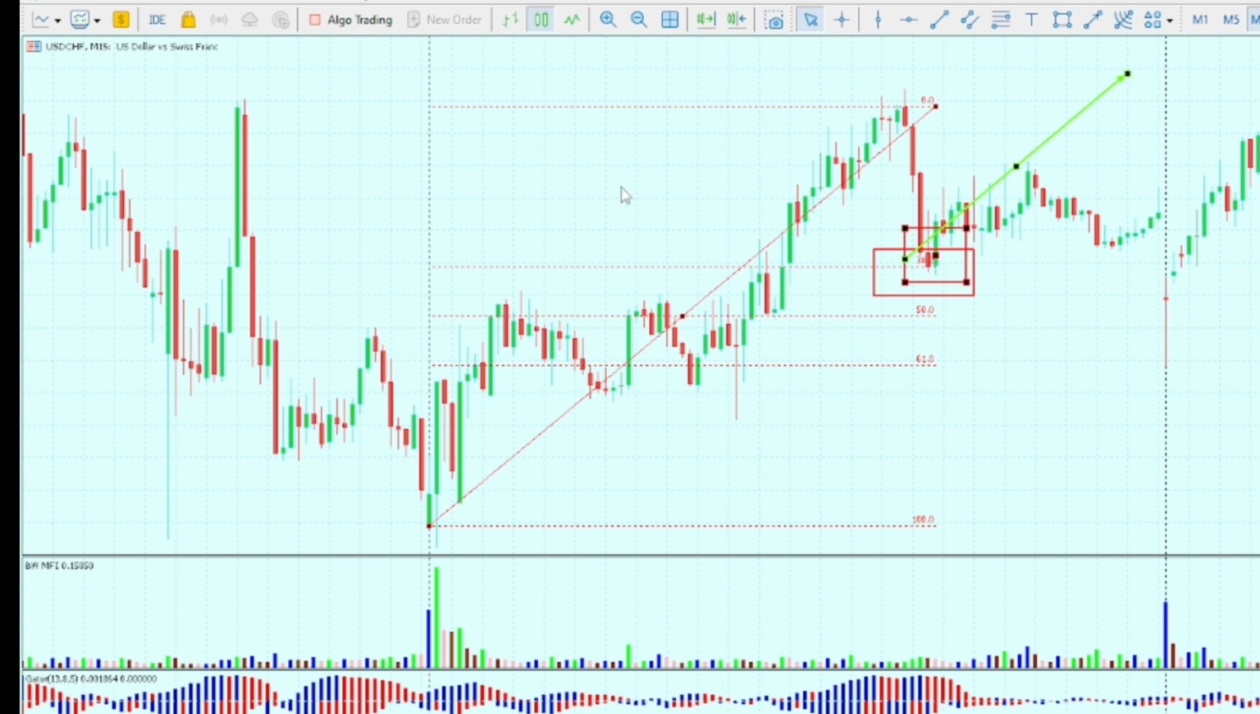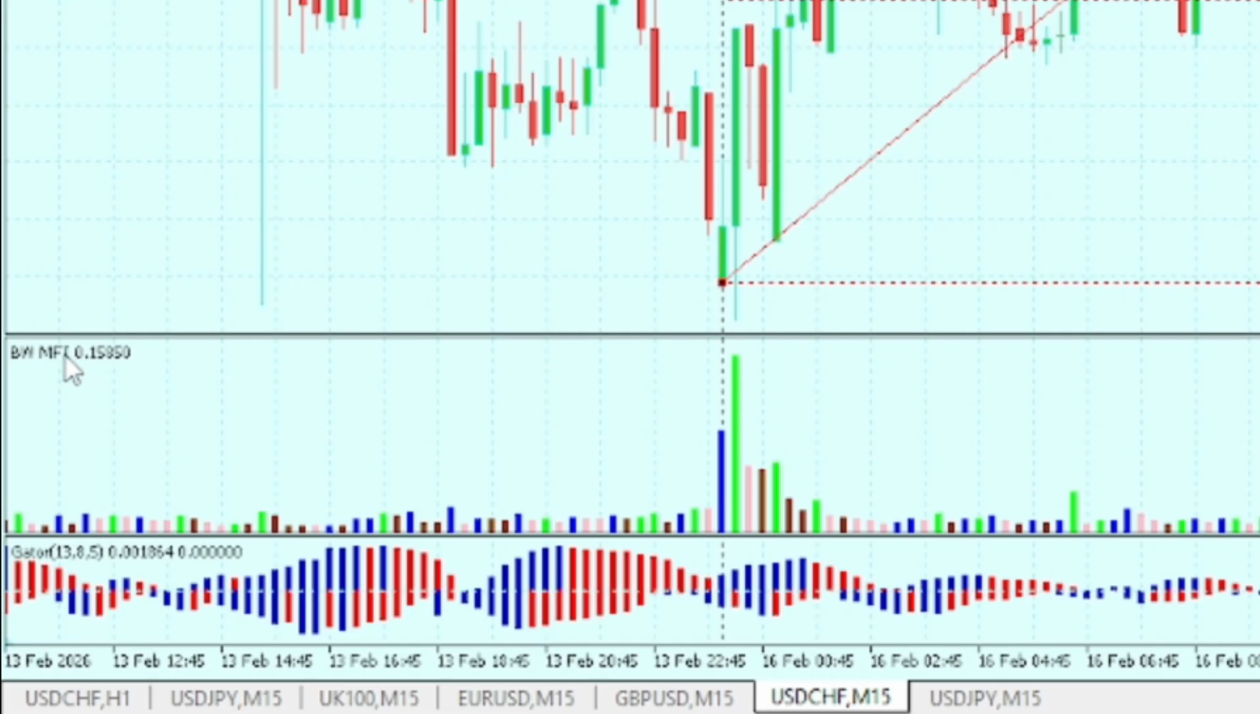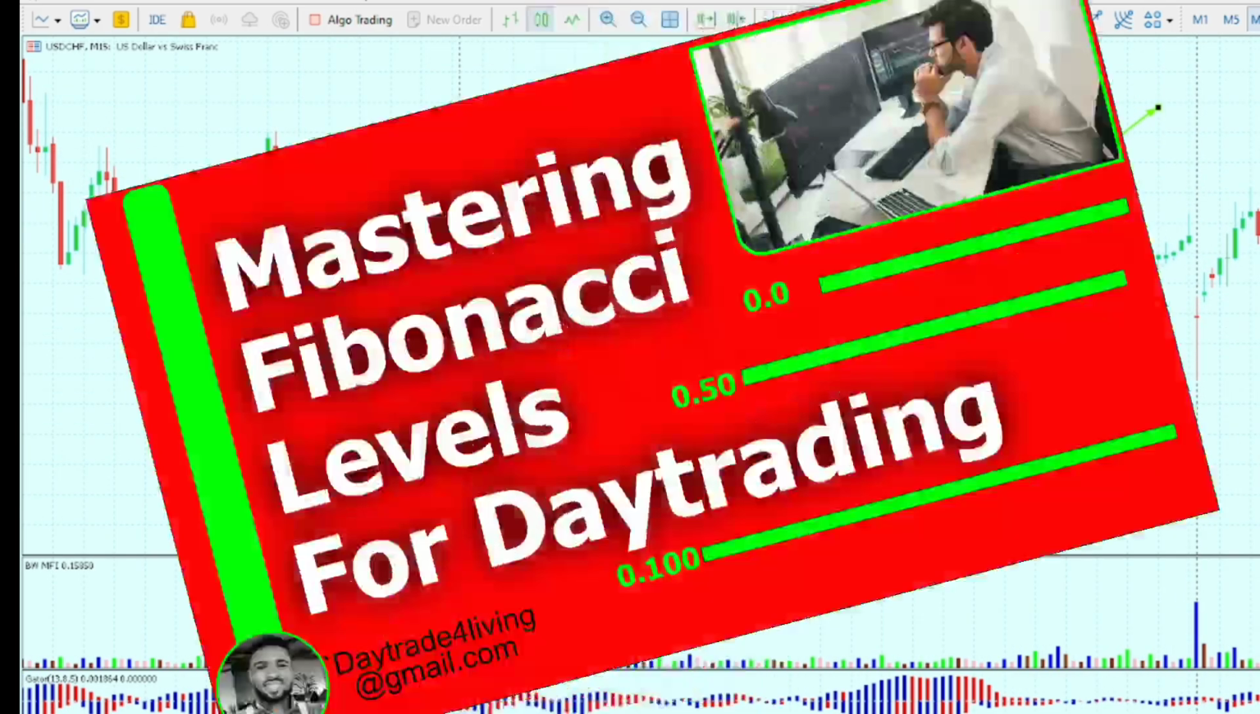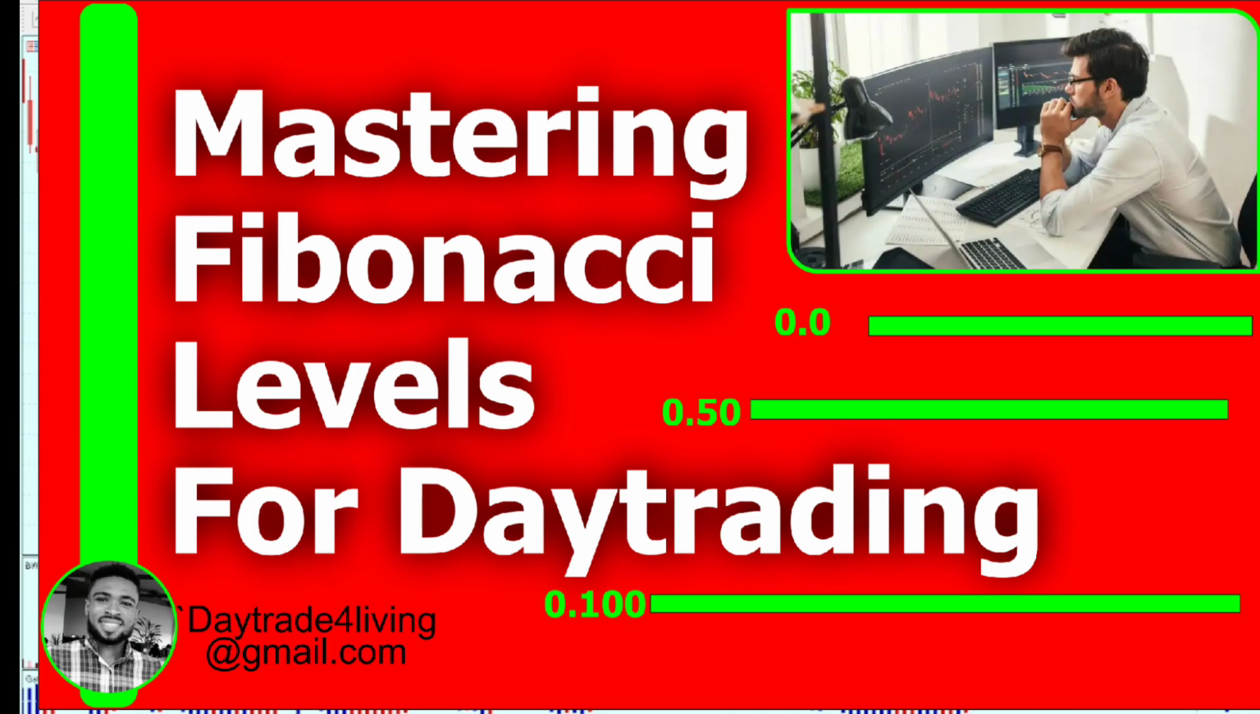You can see on my chart, I have some indicators here. I have the money flow index here, can you see? And I have the Gator oscillator 2 here. I will explain this one to you later, but today let's focus only on Fibonacci and understand Fibonacci in depth and how you can make profit with it.